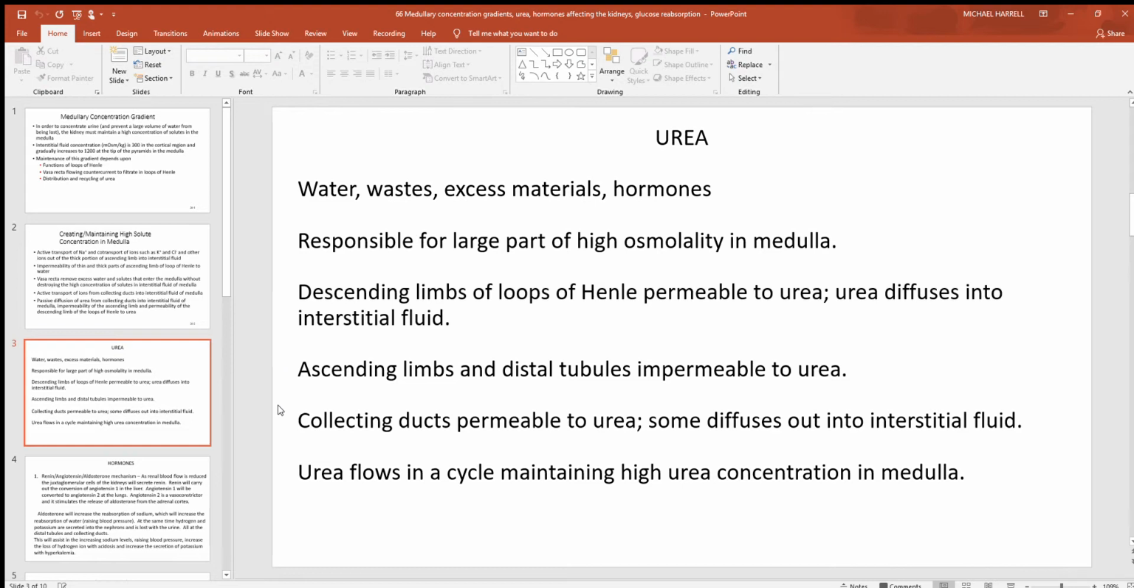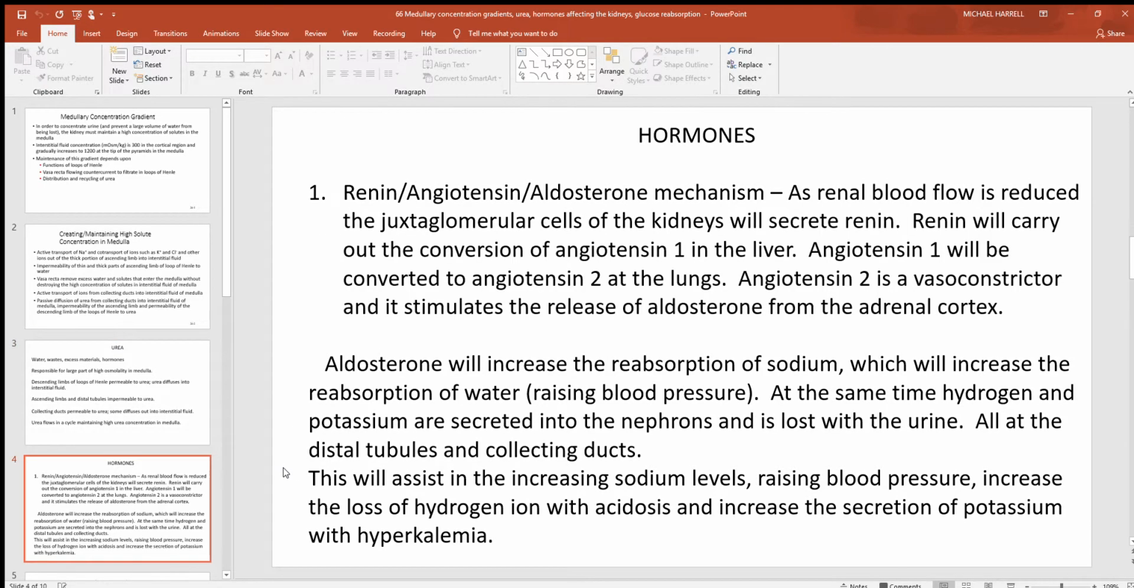Keeps it from moving back in. You got the collecting ducts, which are permeable. That's the last parts you see actually after the nephron, leading down towards the very tip of the medulla. You got that urea flowing in a cycle. Some of it moves into the nephron, some of it right back out, keeping those concentration gradients high.